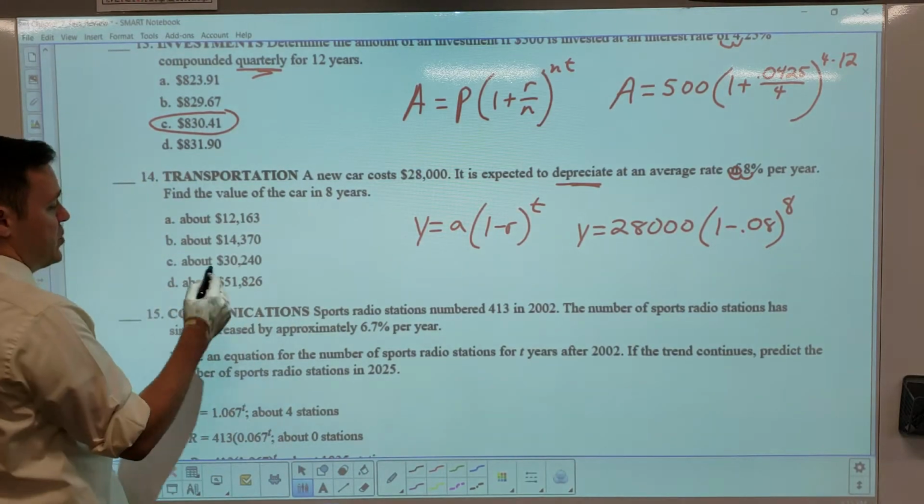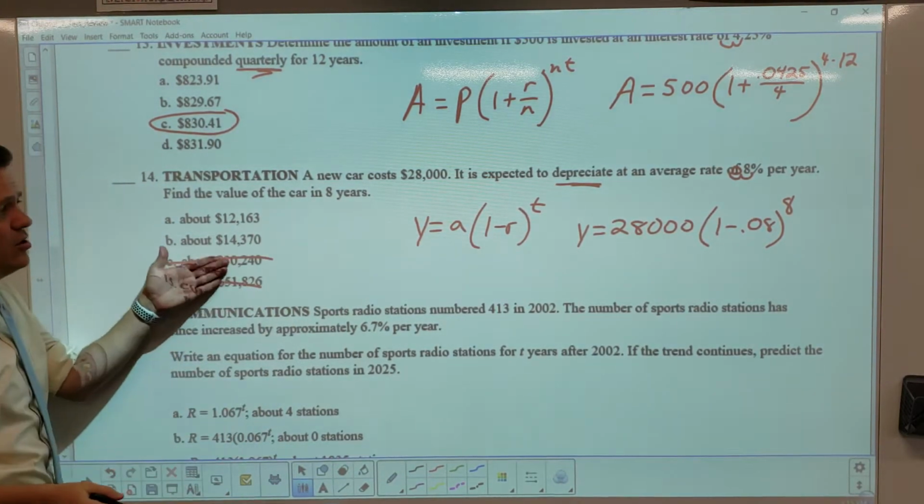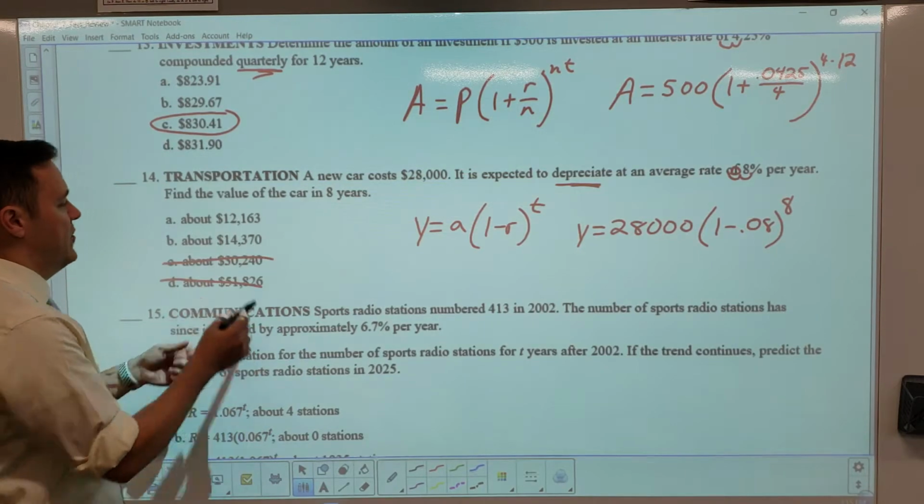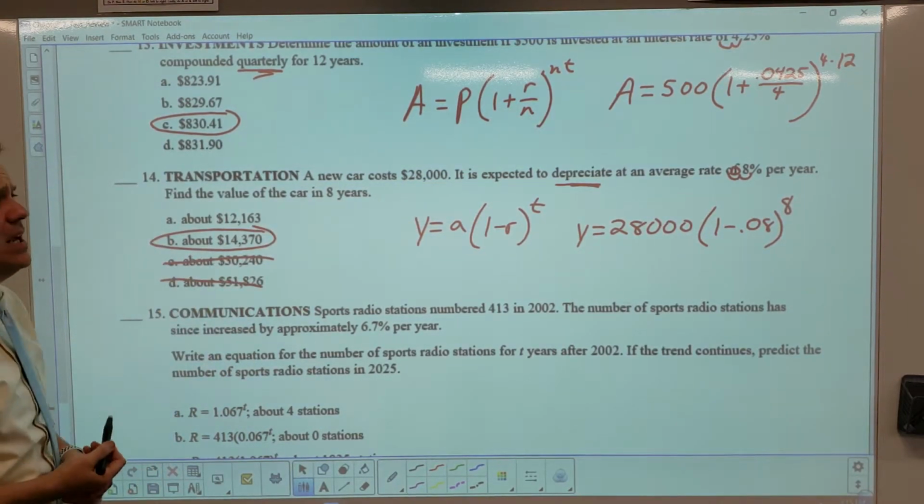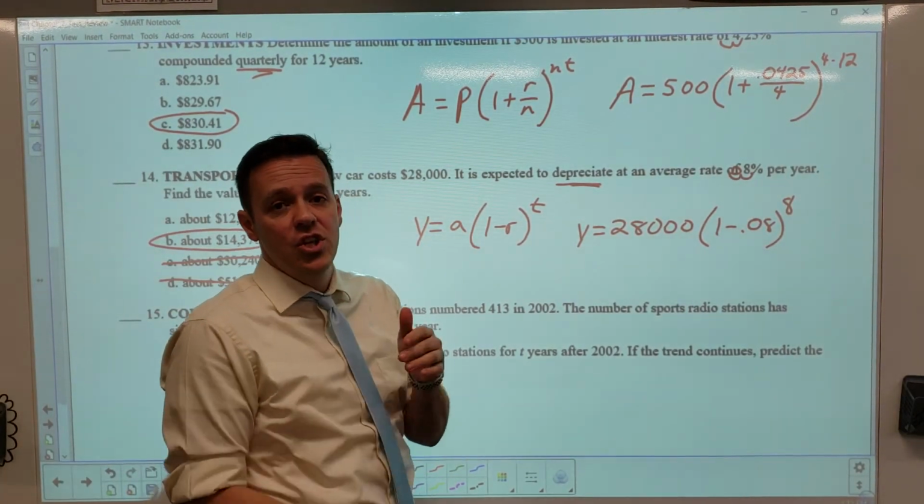Now right away, if you're depreciating, you know you're not going to have a car value greater than 28,000. So you got a 50-50 shot of it being either A or B. When you put it into the calculator, you should get letter B.